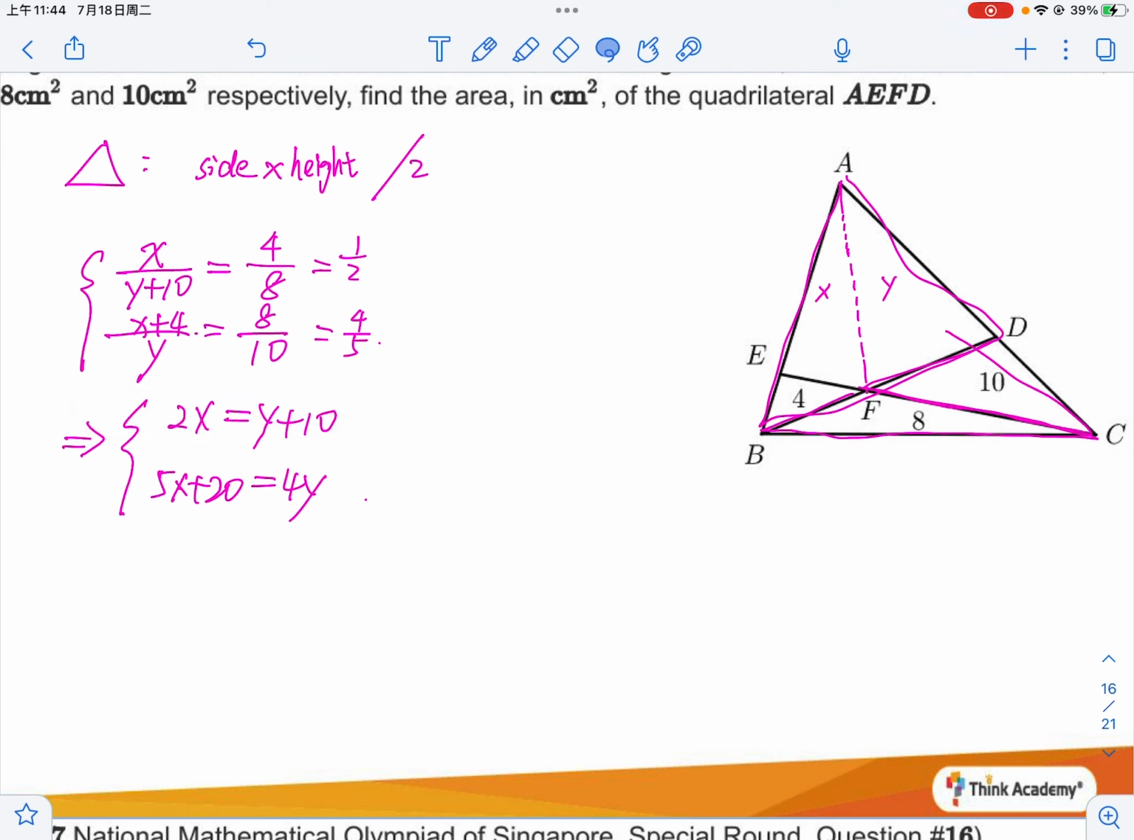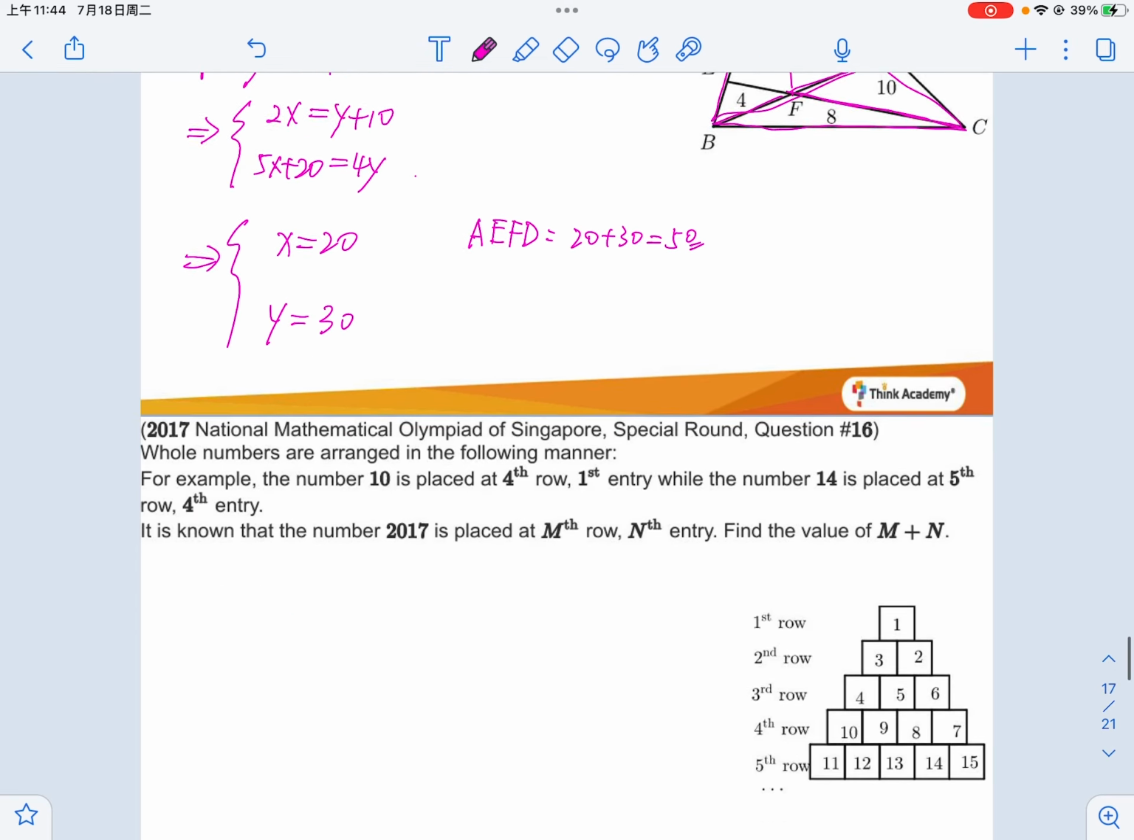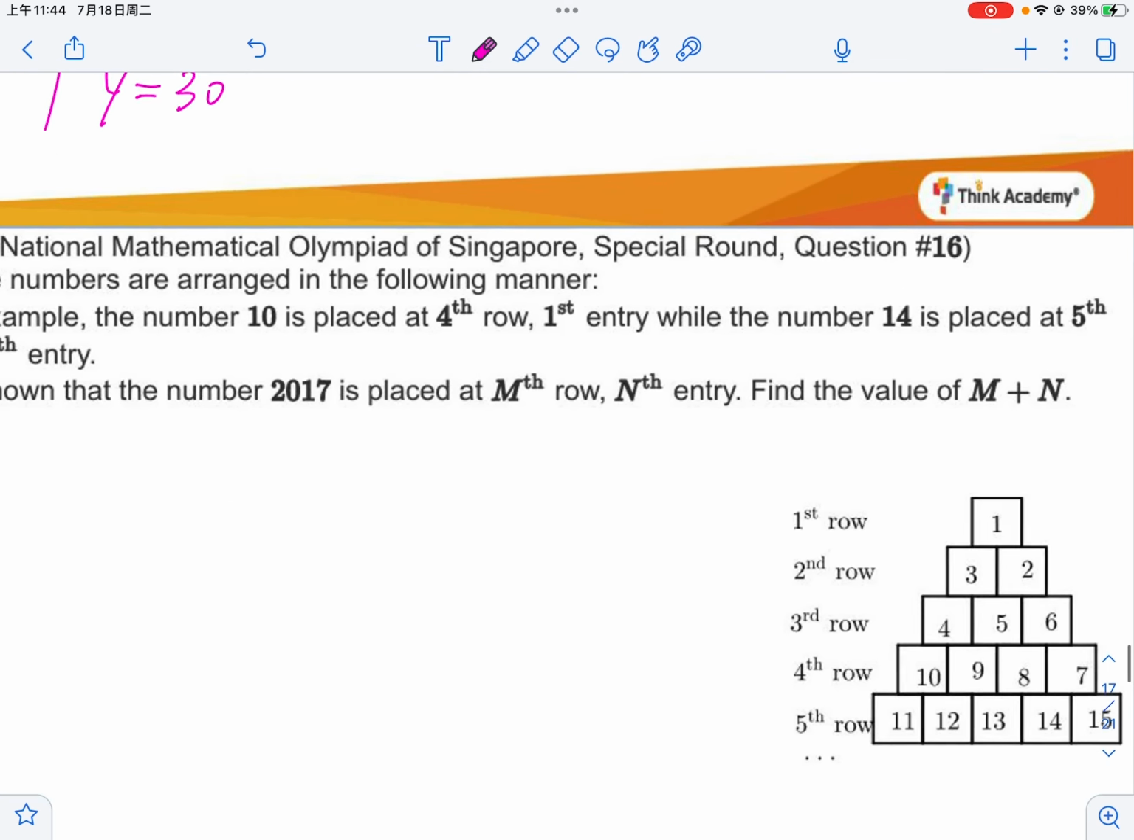Yeah, here it's right. Then after that, you calculate this one. You find x equals 20 and y equals 30. We need to find out the quadrilateral AEF. This area is just 20 plus 30 equals 50. Okay. Now let's look at 2000.